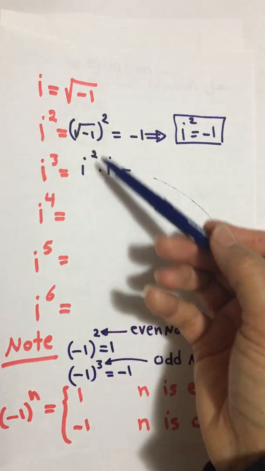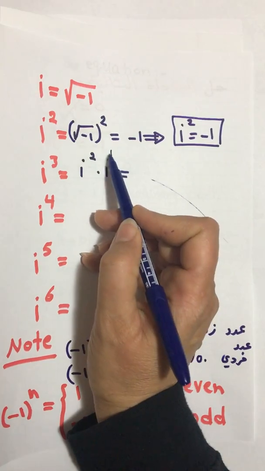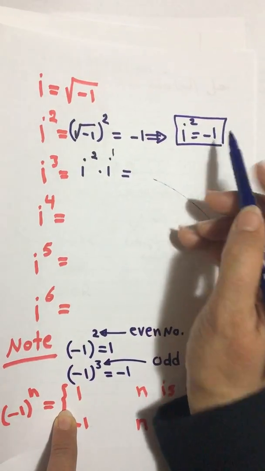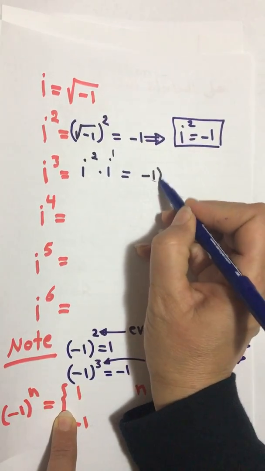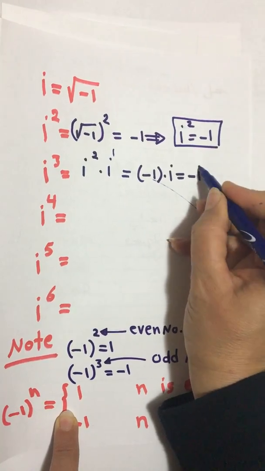I write it as i squared times i. When I add up the powers, 2 plus 1 equals 3. i squared equals negative 1, so this is going to be negative 1 times i, which equals negative i.